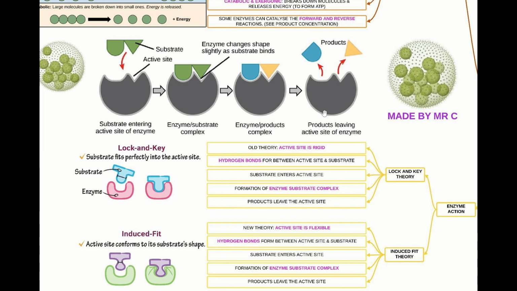The latest theory is called the induced fit theory. This states that the active site is not the perfect shape for the substrate, but twists and contorts to allow the substrate to fit into the active site. Then the rest is the same. Hydrogen bonds form between the active site and the substrate. The substrate enters the active site. We have the formation of the enzyme substrate complex, and then the products leave the active site.